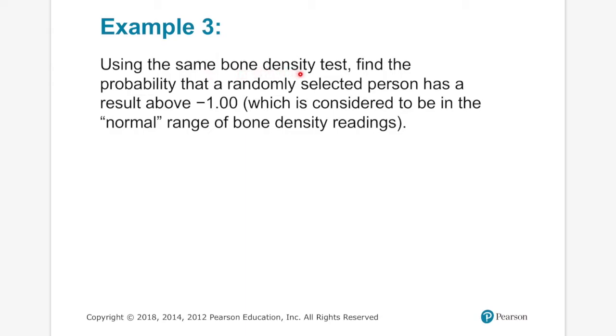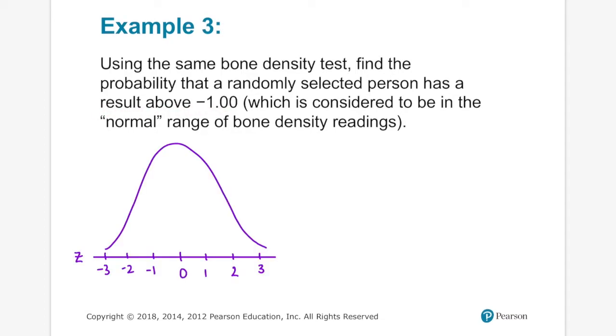Example 3. Using the same bone density test, find the probability that a randomly selected person has a result above -1. So this is the graph of my problem with mean equals 0 and standard deviation equals 1. They want me to find the probability that the person has a result above -1. -1 is right here. And I want it to be above -1. So above -1 is everything to the right. So I want to shade the right part of the graph.